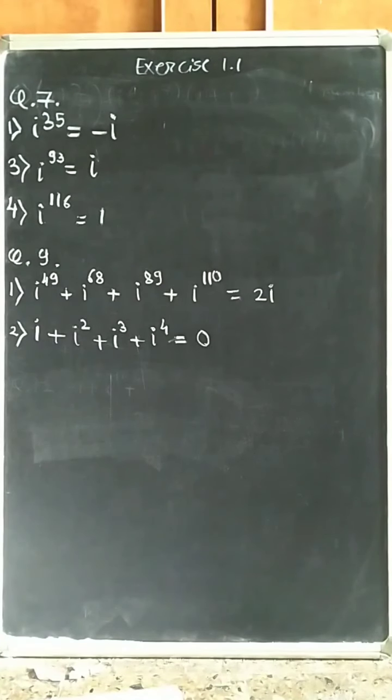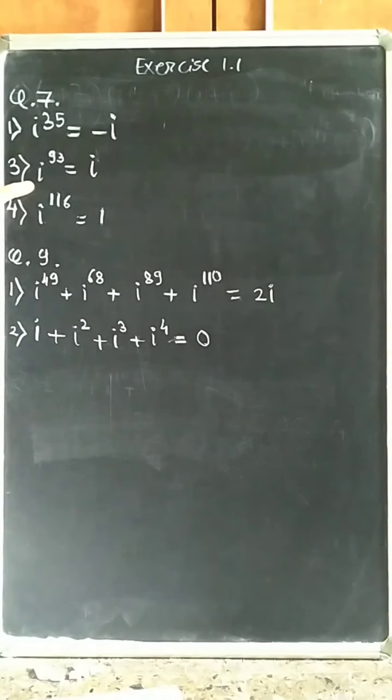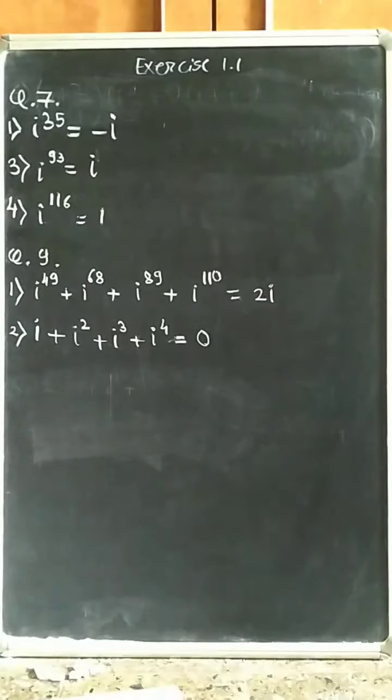In question number 7, we are not solving these examples. First is i raised to 35. These are very easy examples: first, third and fourth. The first is i raised to 35, its answer is minus i. Third, i raised to 93, its answer is i. And fourth one is i raised to 116, its answer is 1. These are homework, you have to solve them. If you have any doubt in this question, then please comment, then we will make a video on these questions.